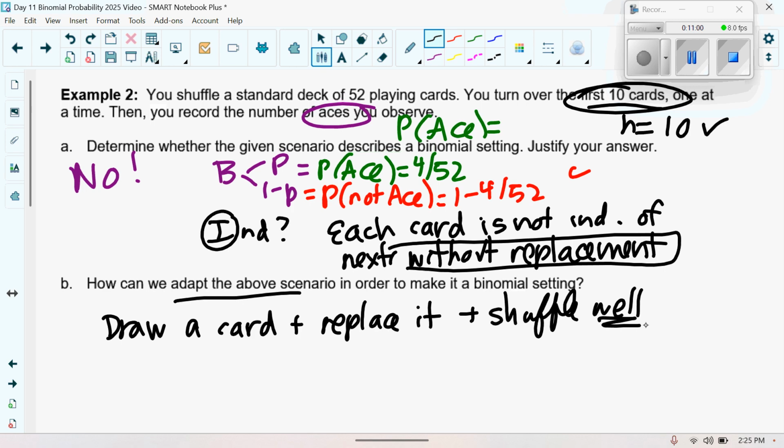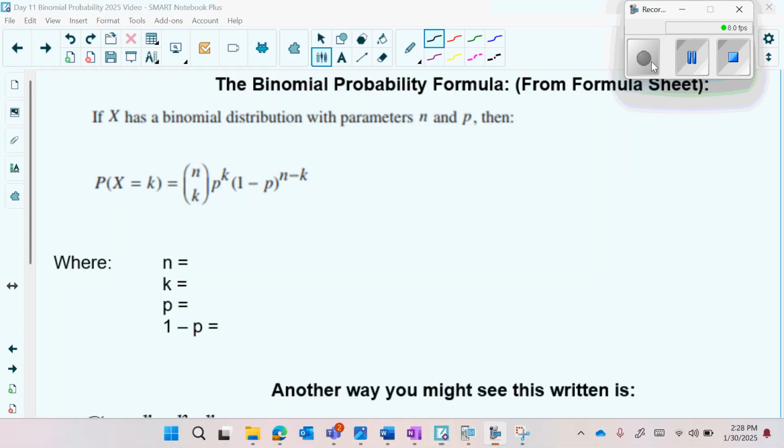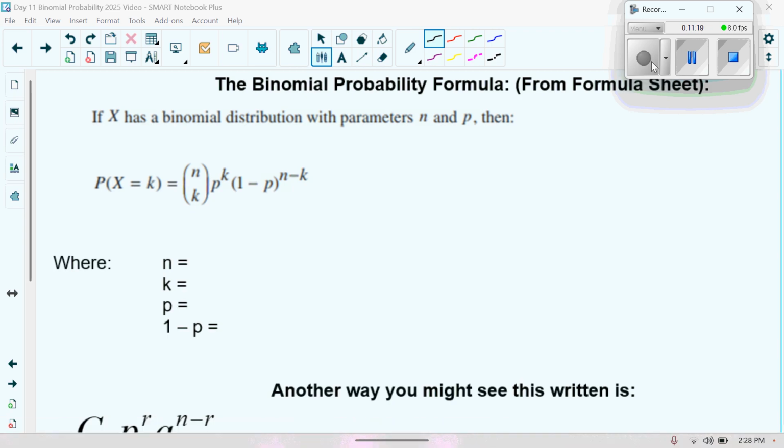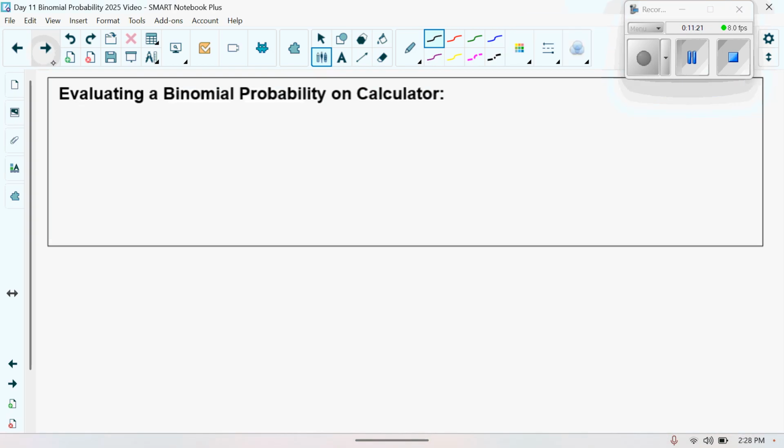So even though there were 10 total finite number of trials here, it was not independent in part A, so we would have to alter it in order to apply the binomial setting. All right, so now you're probably wondering, how can I actually evaluate this stuff? And what you're going to see is there is a formula on the formula sheet, and this is an excerpt from it. I'm going to show you what it looks like on the formula sheet as well.